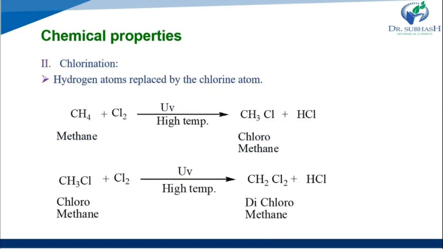Then the second reaction is the chlorination reaction. So here hydrogen atoms are replaced by the chlorine atom. First methane reacts with chlorine in the presence of high temperature and UV light, making one chloromethane, and one HCl is removed. Then similarly, chloromethane plus chlorine in the presence of high temperature and UV light makes dichloromethane, and HCl is removed.